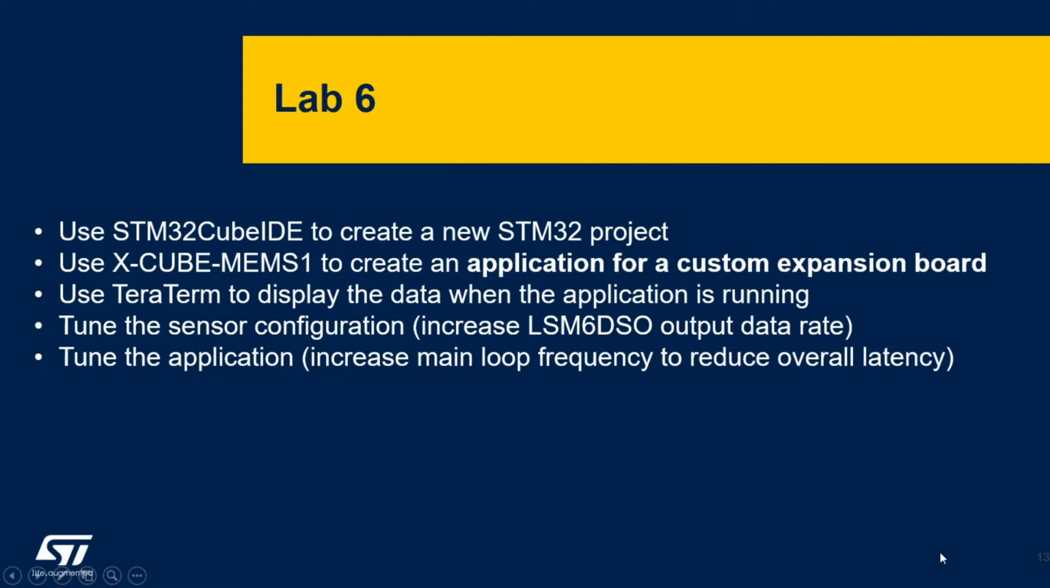In Lab 6 we will be pretending that the IKS01A3 expansion is a custom board with only one sensor, and we will generate the corresponding project. The application will collect the data from the sensor and it will print all measurements on the serial terminal. The sensor is the LSM6DSO inertial measurement unit. We will learn how to change the configuration of the sensor by increasing the output data rate. We will also increase the frequency of the main loop to read the data more often. This will reduce the overall latency.